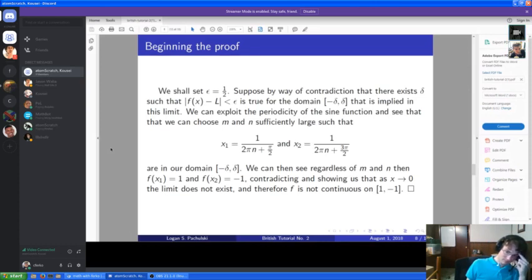Regardless of our m and n, f of x1 equals 1 and f of x2 equals -1. Yes, I already said this, but this contradicts the limit existing as x approaches 0. The limit does not exist, and therefore f is discontinuous at 0 on the domain (-1, 1).